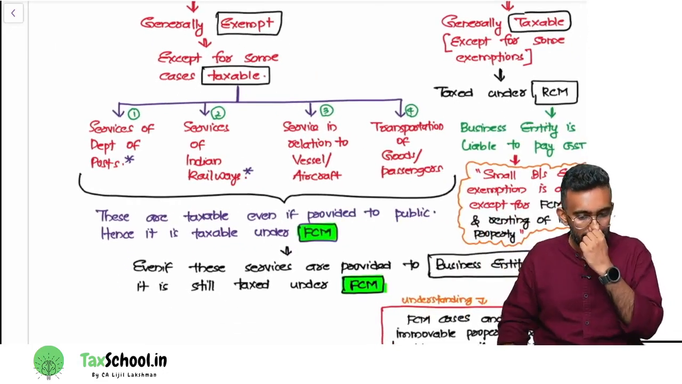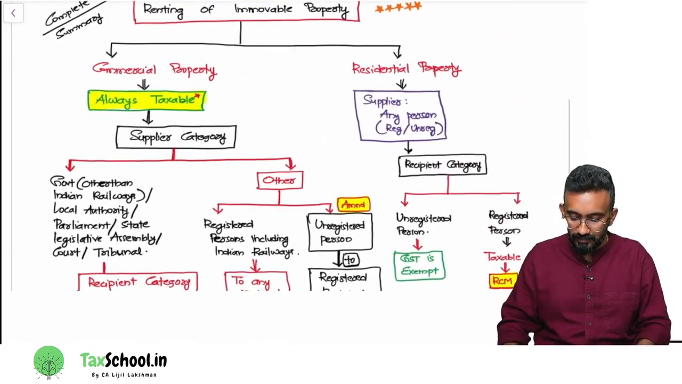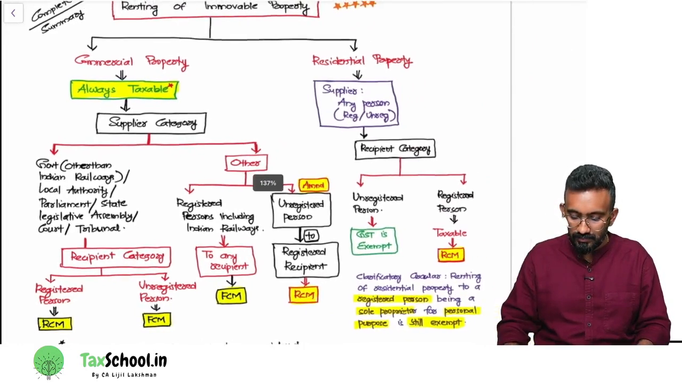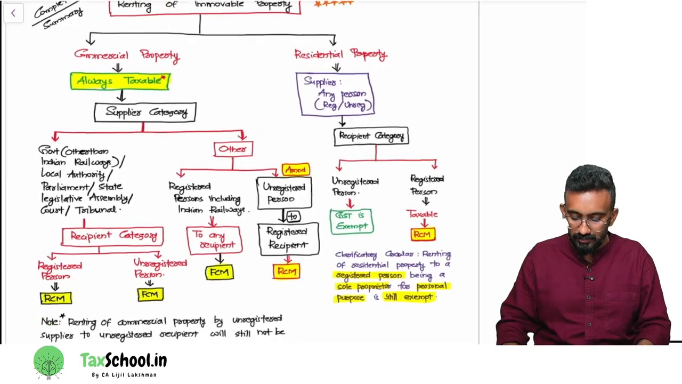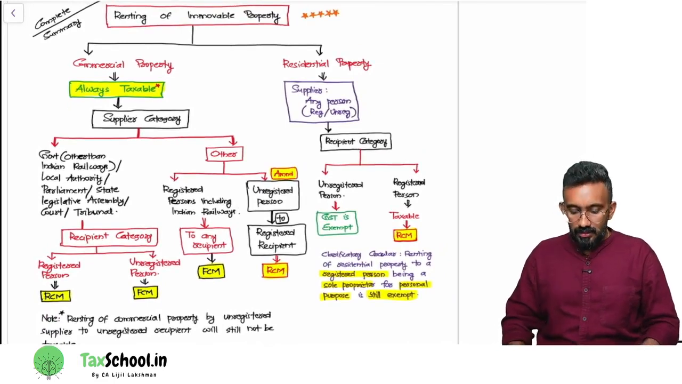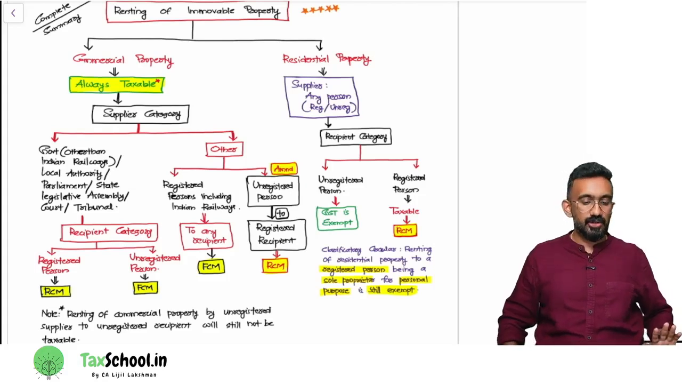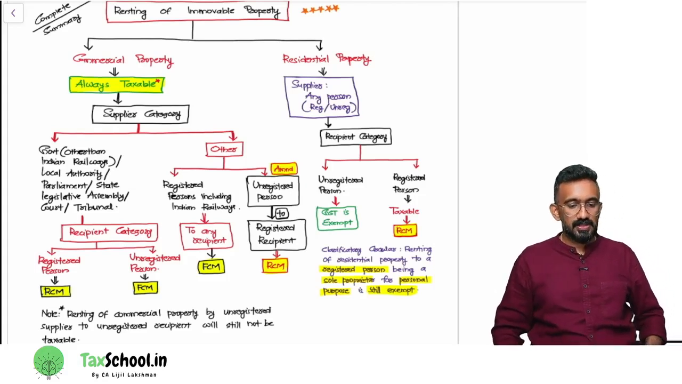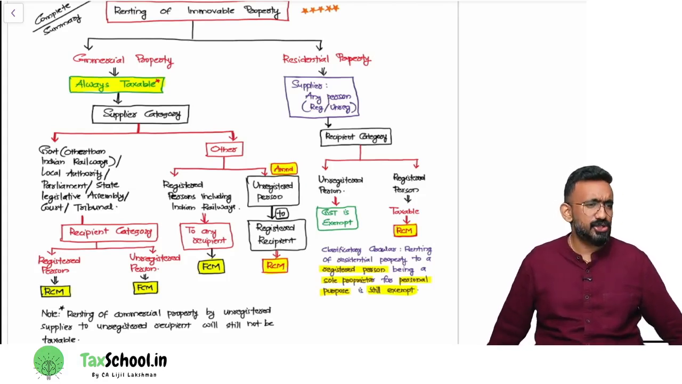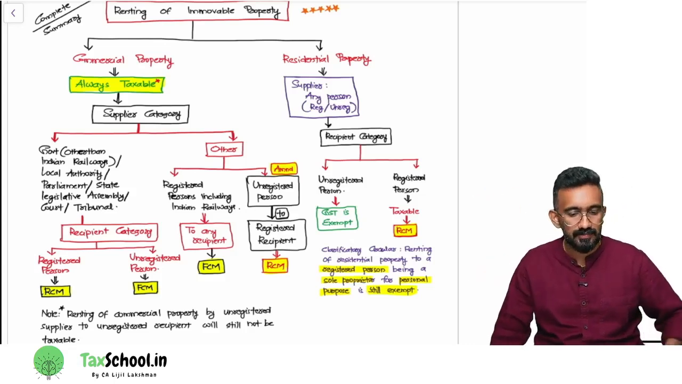You're understanding. Now we need to understand renting of immobile property. I will let you take a quick photo. This is a must-have photo. Any question on renting, you keep this photo with you. You take any question from any of your books, any author's book, just go to this chart, you will get the correct answer.